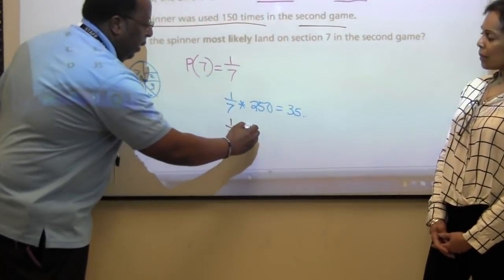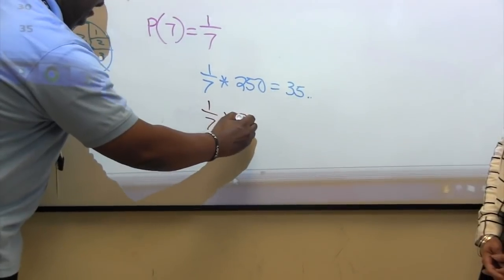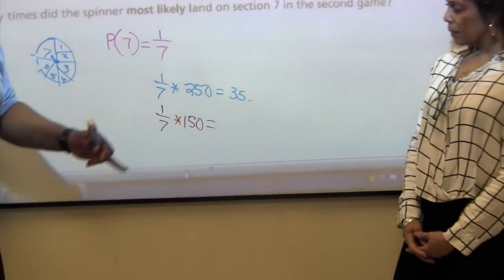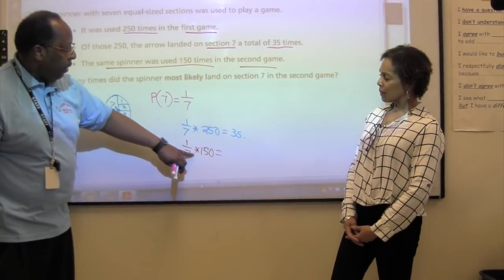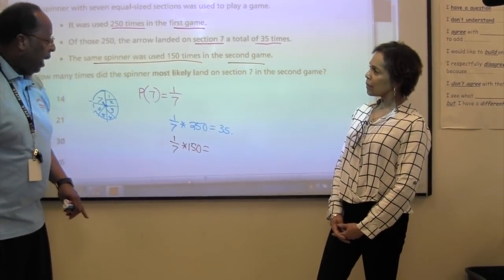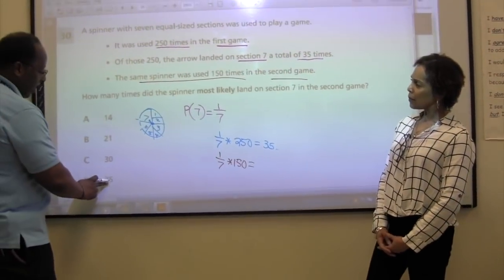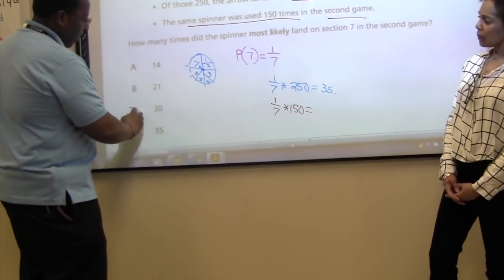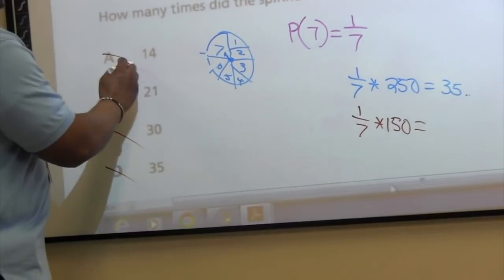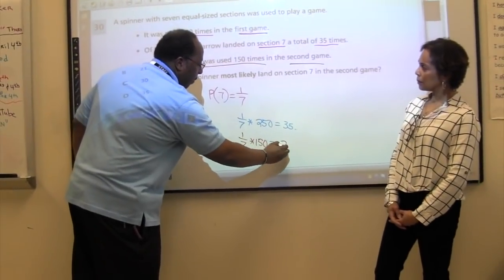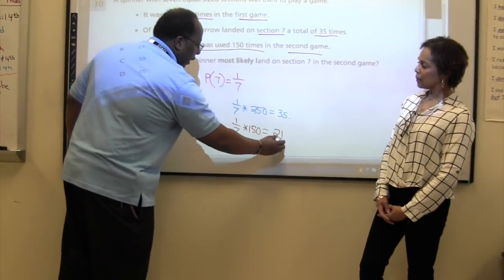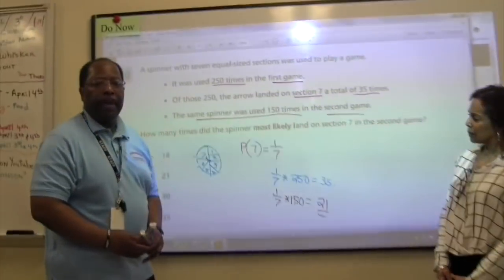Well, I'm going to tell you, if it's only 150, I'm not going to get 35. I'm going to get less than 35. So all I need to multiply is 1/7 times 150. And that should give us not 35, not 30, not 14, but around 21 would be my guess. But you can use your calculator to find out what that answer would be.